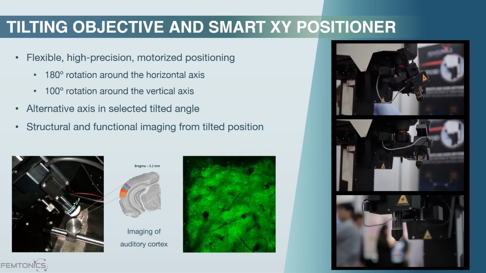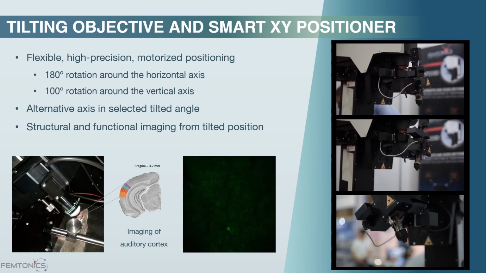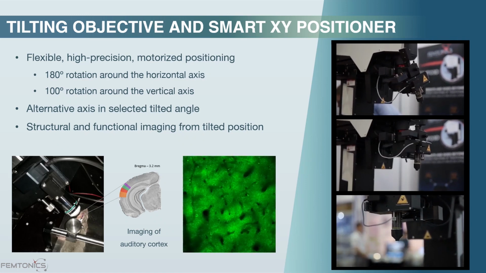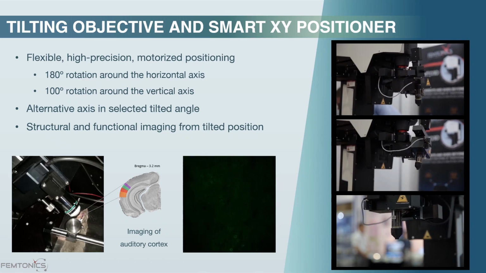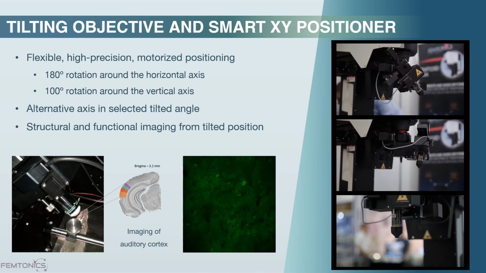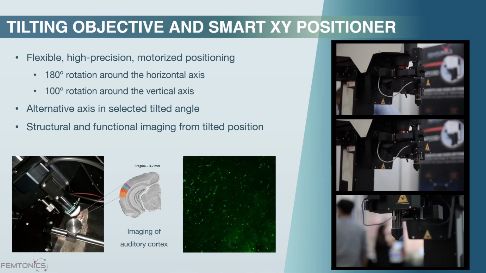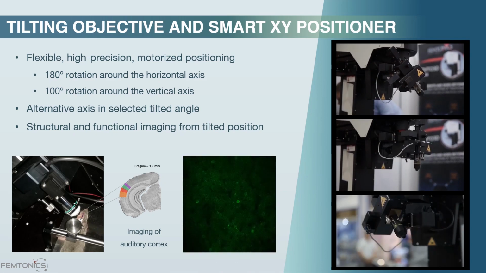The FEMTOSmart XY body positioner is built in the column of the microscope and provides a 50 mm moving range with a 1 micron minimum step size. Both the tilting objective and the XY body positioners can be controlled from the software and alternatively by a handwheel as well.